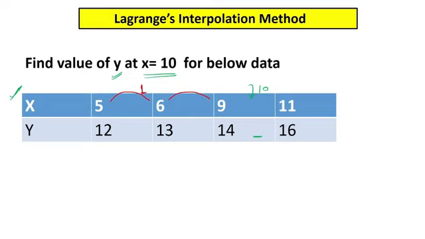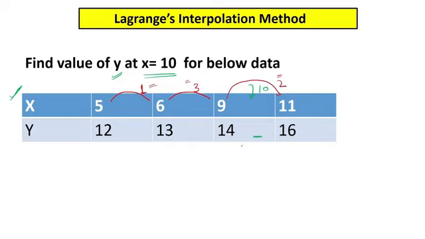Okay, so the difference between 6 and 9 is 3, and the difference between 9 and 11 is 2. So these gaps are not equal. So we can use the Lagrange's interpolation method here. Okay, so let's see how. This method is actually very simple.